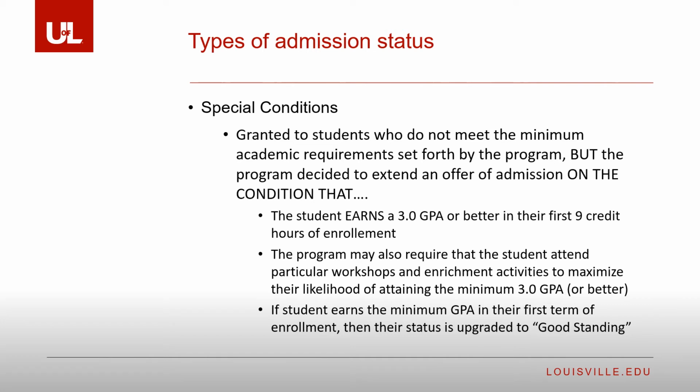and earning the minimum grades stipulated. A student who does meet the minimum requirements at the end of 9 credit hours is then upgraded to good standing. A student who fails to earn the necessary GPA is then placed on probation or sometimes even dismissed from the graduate program. That type of decision is made at the program's discretion.